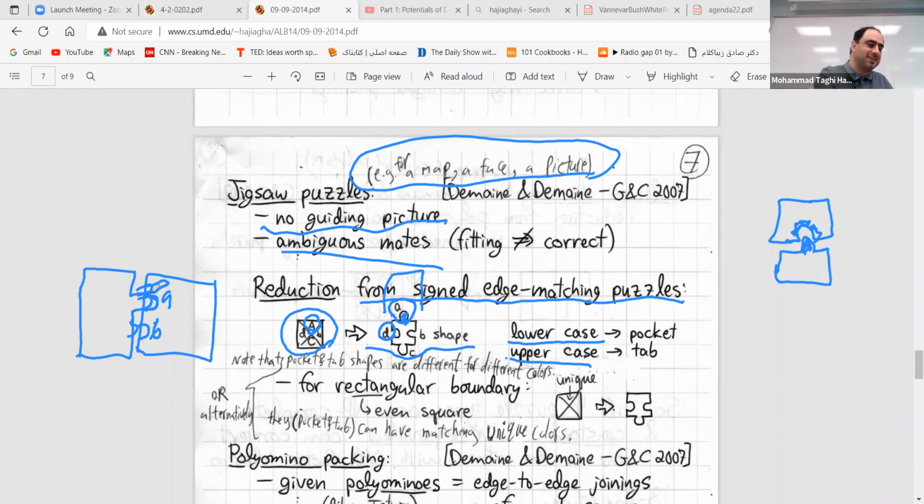And actually, this is one of the things that I don't know. How many of you have played jigsaw puzzles? How many of you have done it last year?